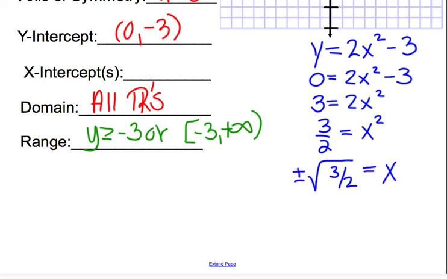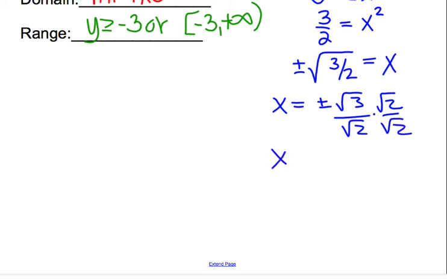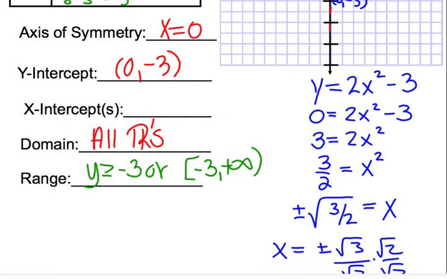Now I need to simplify that. So x equals plus or minus the square root of 3, square root of 2. Split up that radical. You remember radicals can't have a radical in the denominator, so I'm going to rationalize it. So x equals plus or minus the square root of 6 over 2. So those are your x-intercepts. Let's write them as ordered pairs. So it is square root of 6 over 2, comma 0, and negative square root of 6 over 2, comma 0.